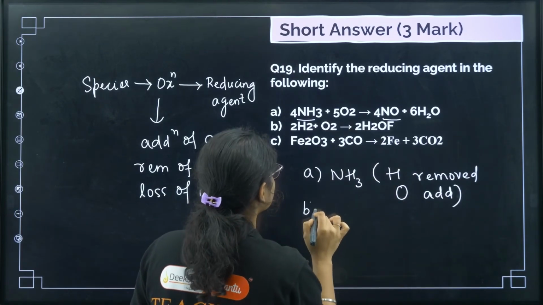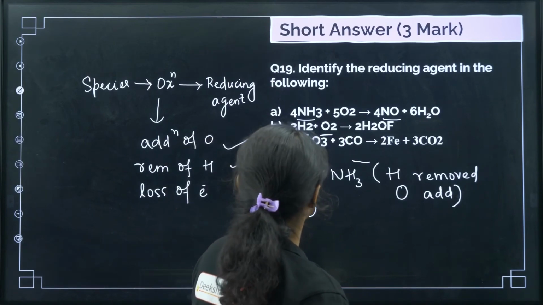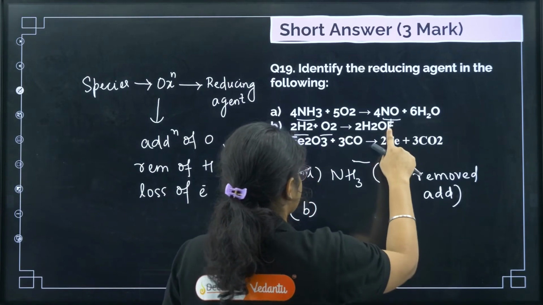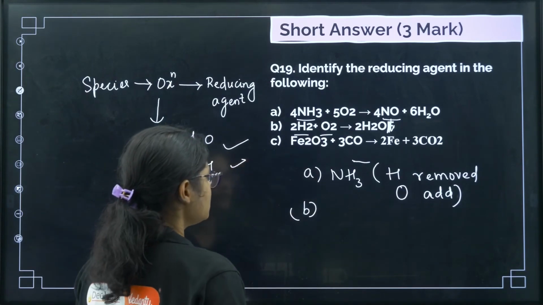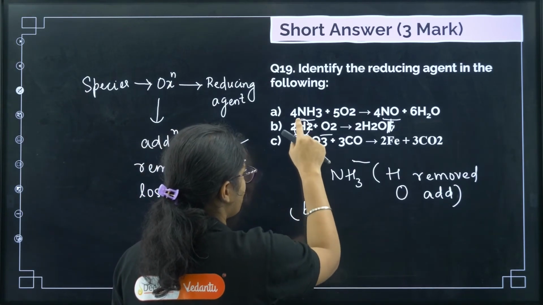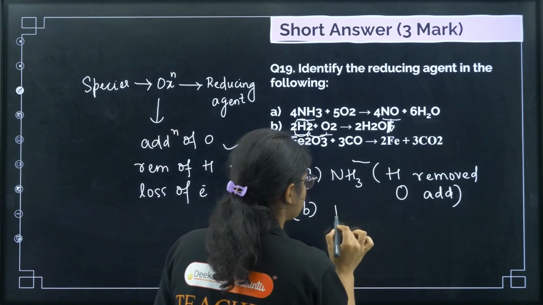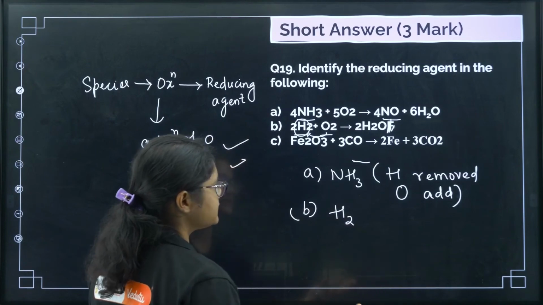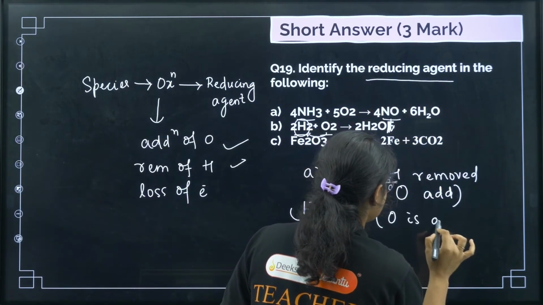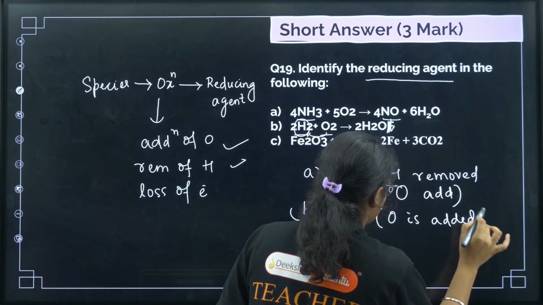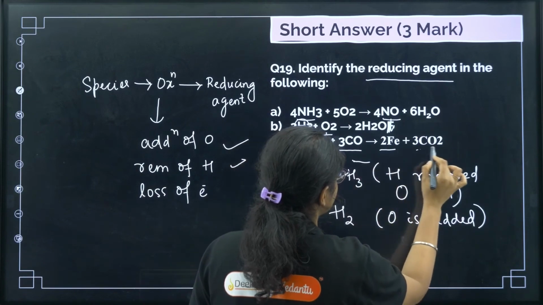Now coming to B, H2 plus O2 gives H2O. So now if you see, for H2, oxygen is added to H2, right? So that is why H2 is undergoing oxidation and it is behaving as a reducing agent. So what can I write? Oxygen is added. Okay, now the third one, Fe2O3 plus CO gives Fe plus CO2.